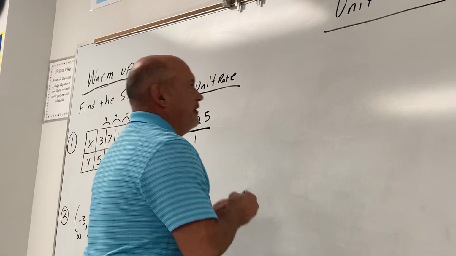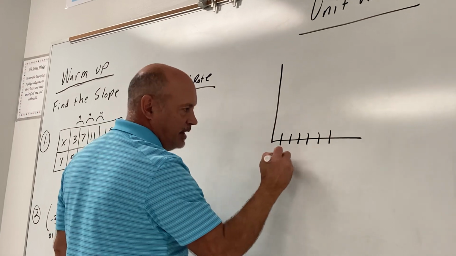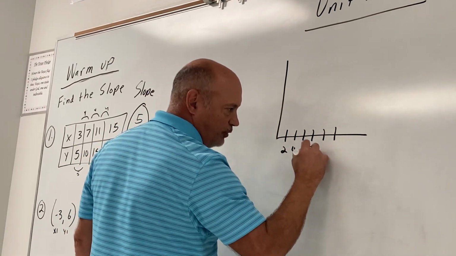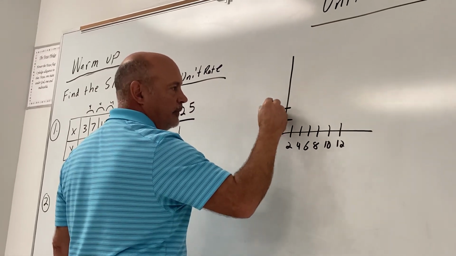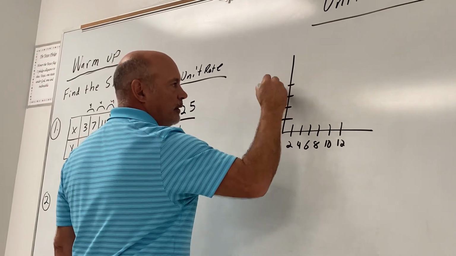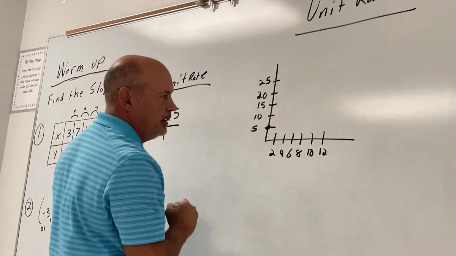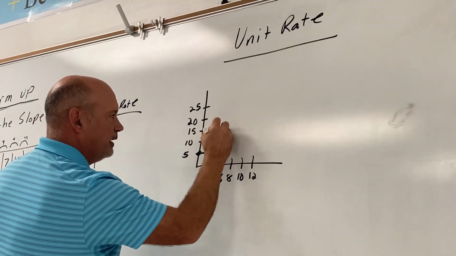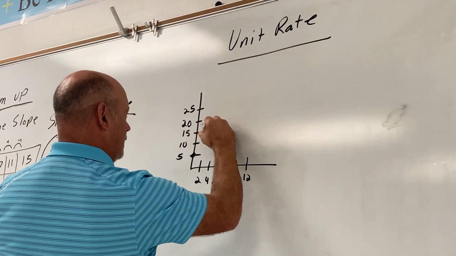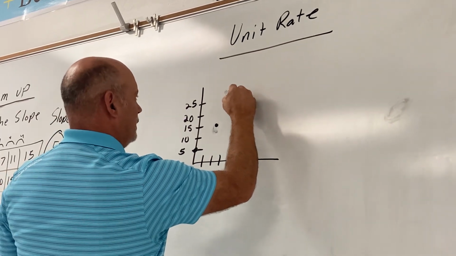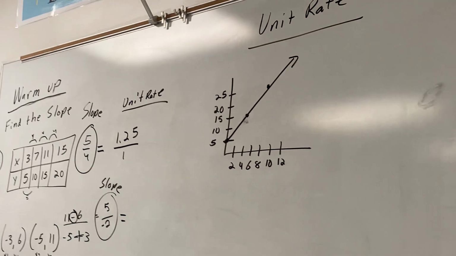What if they give me a graph, and it's not going up by ones? It's going up by 2s. Let's make it go up by 5s over here. All right, let's say we got a point here, we got a point here, and we got a point here. Let's say they give me this graph and ask me to find the slope as a unit rate.